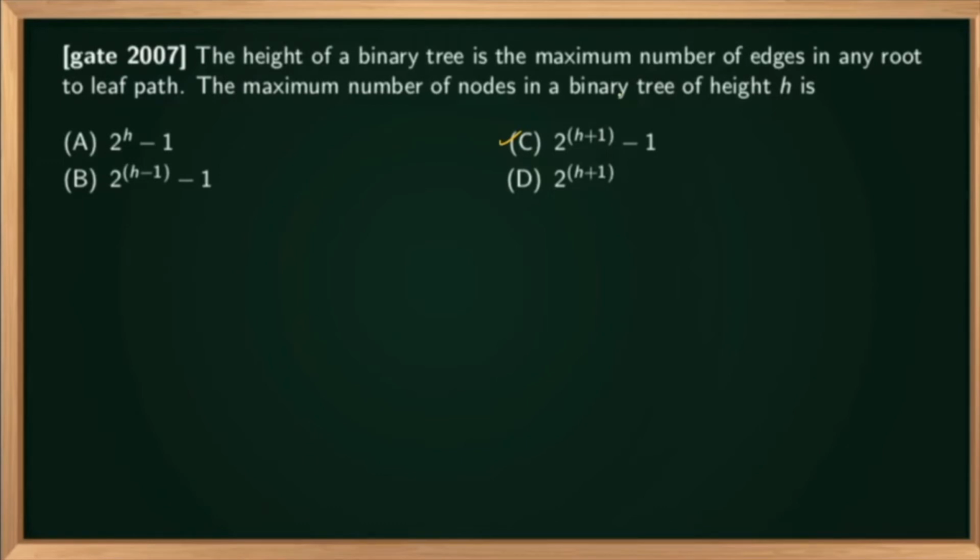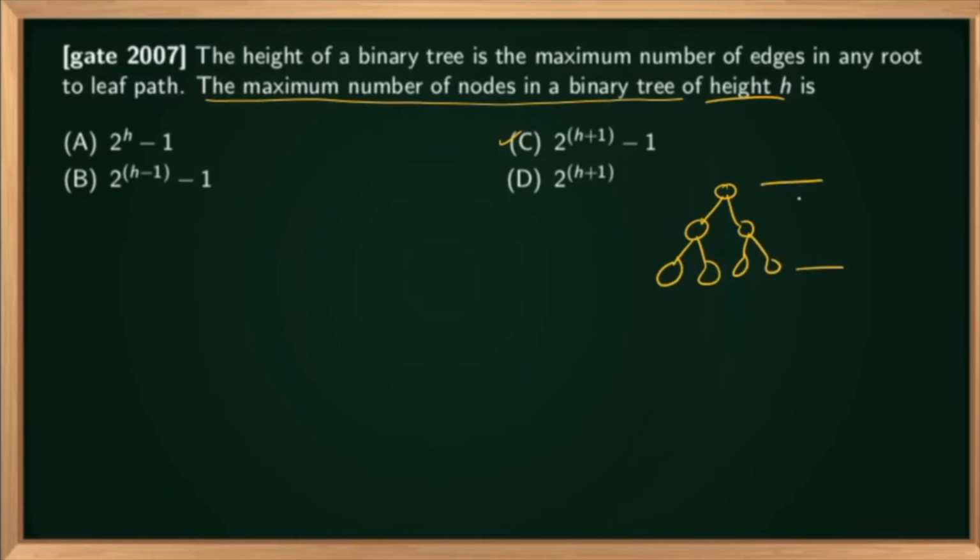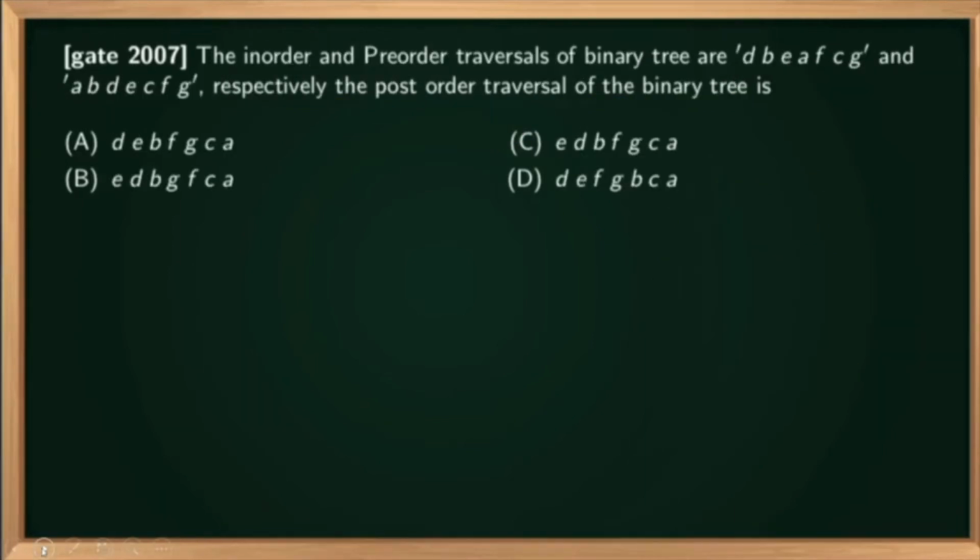But let's assume you don't know the equation. What we have to find out is the maximum number of nodes in a binary tree of height h. Maximum means every level should be filled, so it should be something like this, right? If the height here is 2, we have a maximum of 7 nodes, that is 2 raised to 3 minus 1. So this value is height plus 1. If you have height h, it should be 2 raised to h plus 1 minus 1. So the answer should be C.